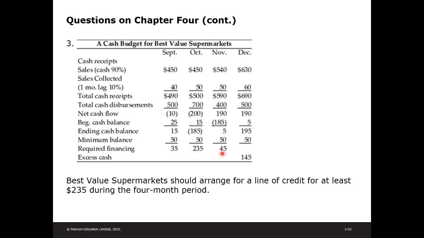Then in the next month, we will subtract 50 from the ending cash balance, so it will give us a negative 45, which is also a cash deficit, so it is required to finance it. And in the last month, we will subtract 50 from the ending balance, which is 195, which will give us an excess cash of 145. So as a conclusion here from these two lines, we can say that the Best Value Markets should arrange a line of credit at least for $235 during the 4 month period in order to cover these deficits. And in the last month, this $145 is an excess in cash, so it can be an investment in marketable securities. So let's go to the next question.